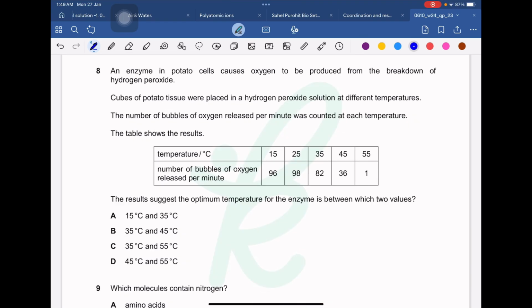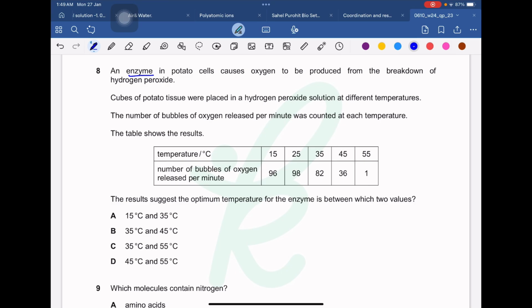Let us move on to question 8. It says an enzyme in potato cells causes oxygen to be produced from the breakdown of hydrogen peroxide. Cubes of potato tissues were placed in a hydrogen peroxide solution at different temperatures. The number of bubbles of oxygen released per minute was counted at each temperature, and the table shows the result. The result suggests the optimum temperature for the enzyme is between which two values.